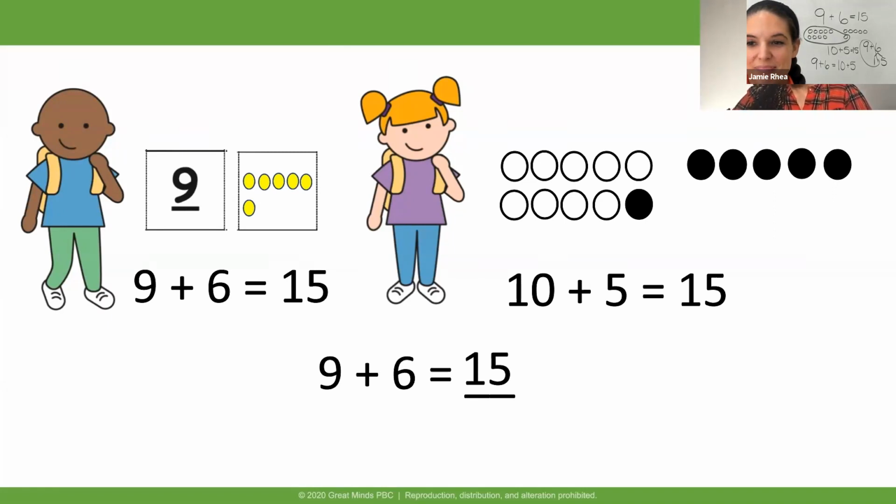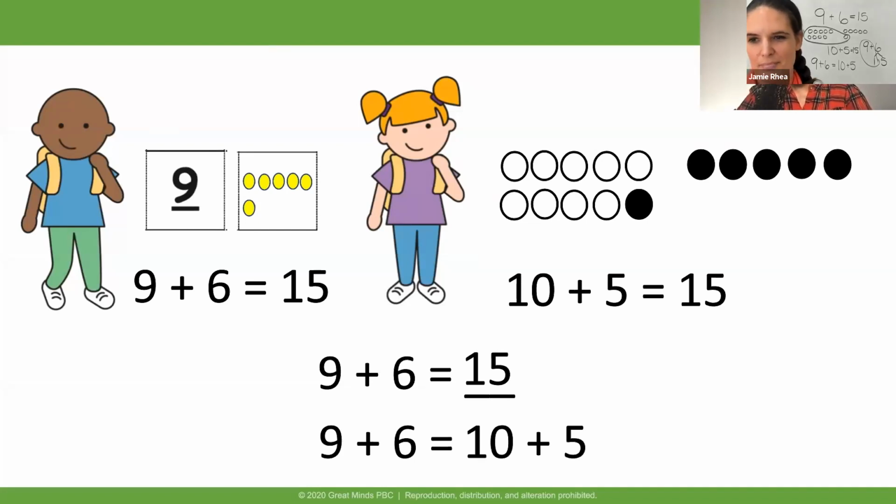Well, what did you write as your true number sentence? Remember, we did this at the bottom. We said 9 plus 6 equals 10 plus 5. You got it. Our true number sentence is 9 plus 6 is equal to 10 plus 5.